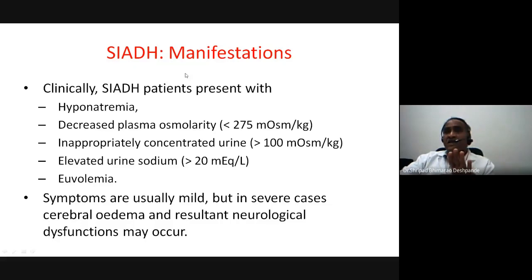Symptoms of SIADH are usually mild in most cases, but in severe cases they manifest with cerebral edema, and the cerebral edema further results in neurological dysfunctions. Ultimately, in cases where the sodium levels go too low, they may result in respiratory arrest and death.